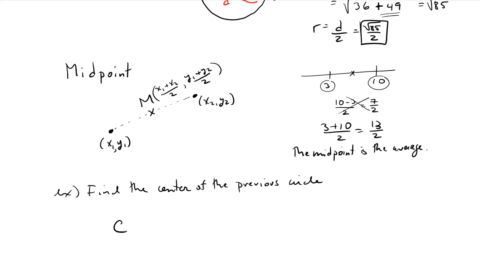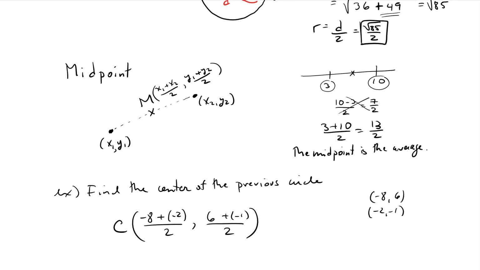So C will be, I'm going to take the average of the 2 coordinates of the point. So the points were minus 8, 6, and minus 2, minus 1. So I take minus 8, I add minus 2, and for the y, 6 plus minus 1. I divide by 2, that's the average, and 6 plus minus 1 divided by 2, that's the y coordinate. So I guess C is minus 8 minus 2 is minus 10 over 2, minus 5. 6 minus 1 is 5, so 5/2. And this is the center of the previous circle.